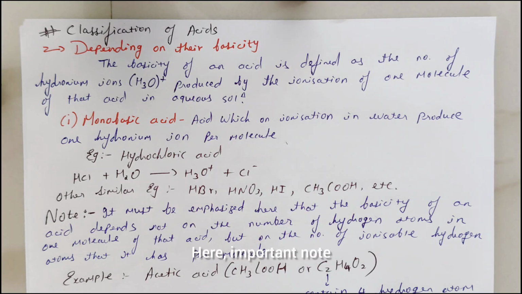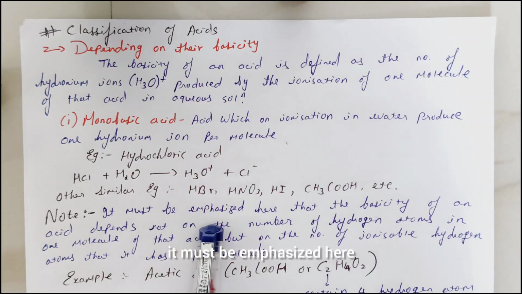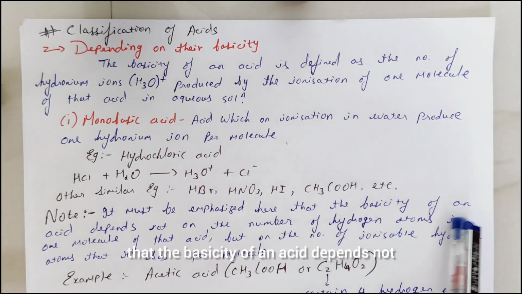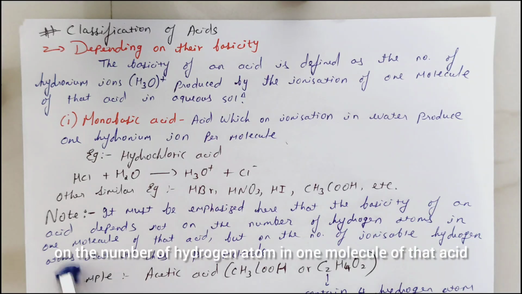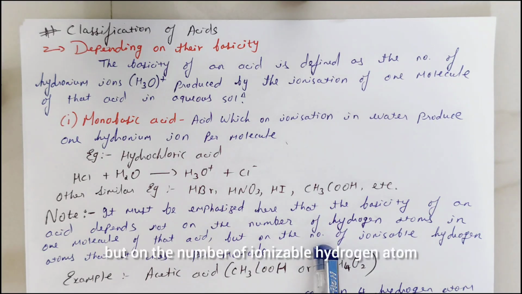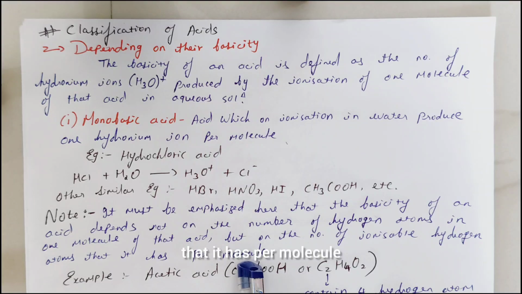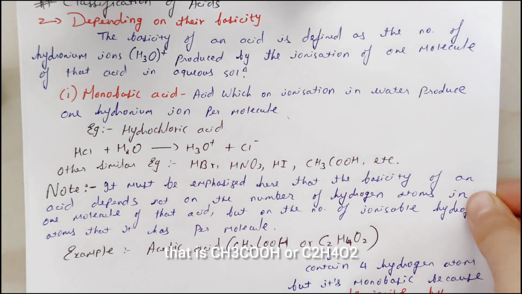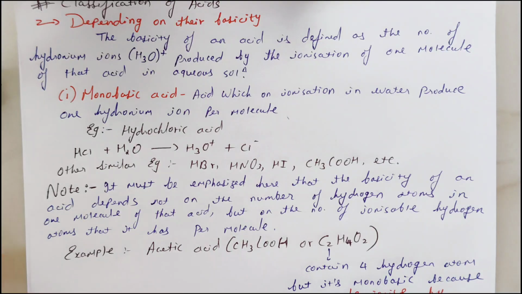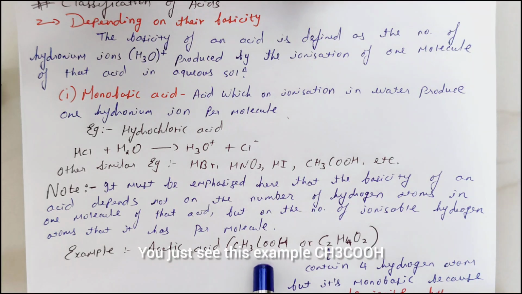Here, an important note that you have to remember is, it must be emphasized that the basicity of an acid depends not on the number of hydrogen atoms in one molecule of that acid, but on the number of ionizable hydrogen atoms that it has per molecule. Example, acetic acid, that is CH3COOH or C2H4O2. Let's understand the meaning of this. The basicity of an acid is not the total number of hydrogen atoms in it. You just see this example, CH3COOH.